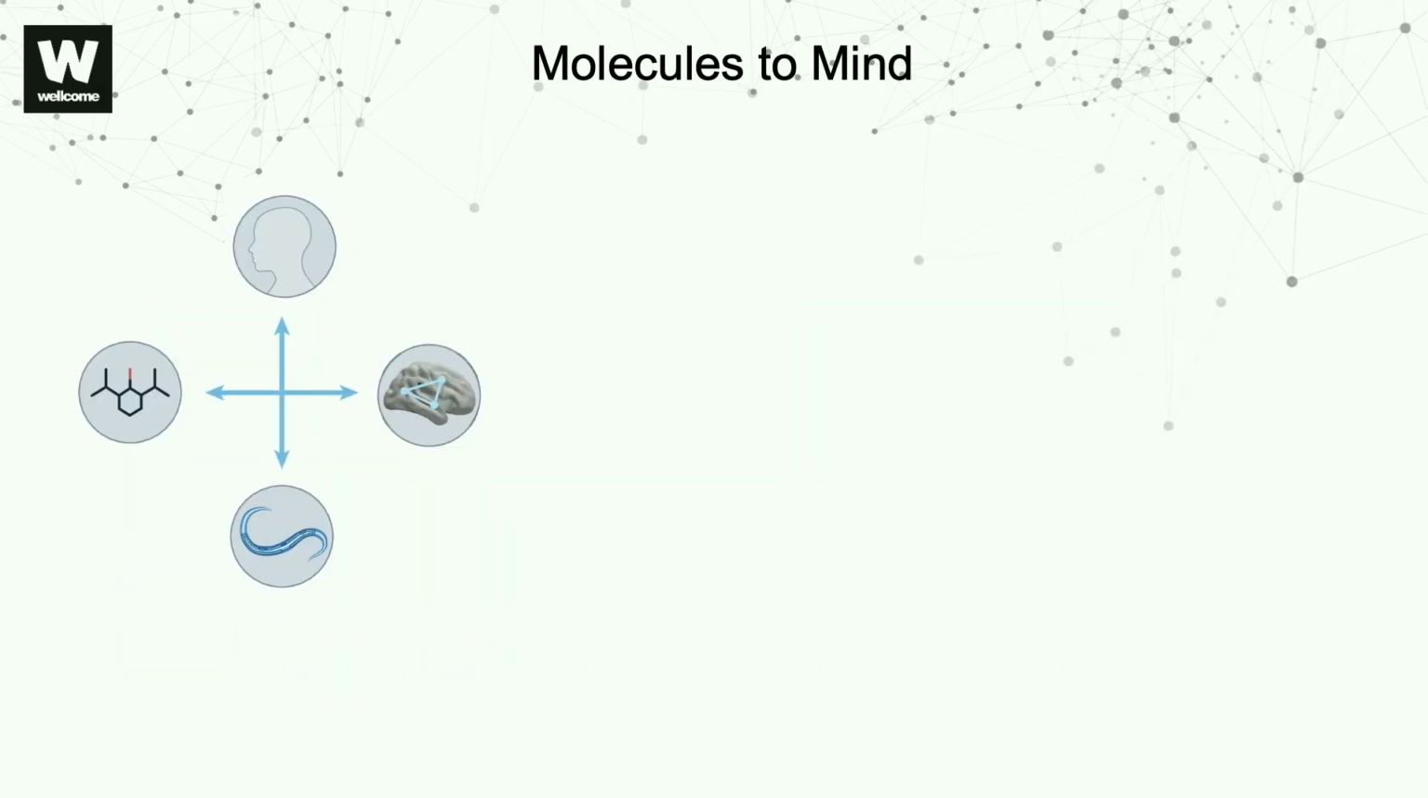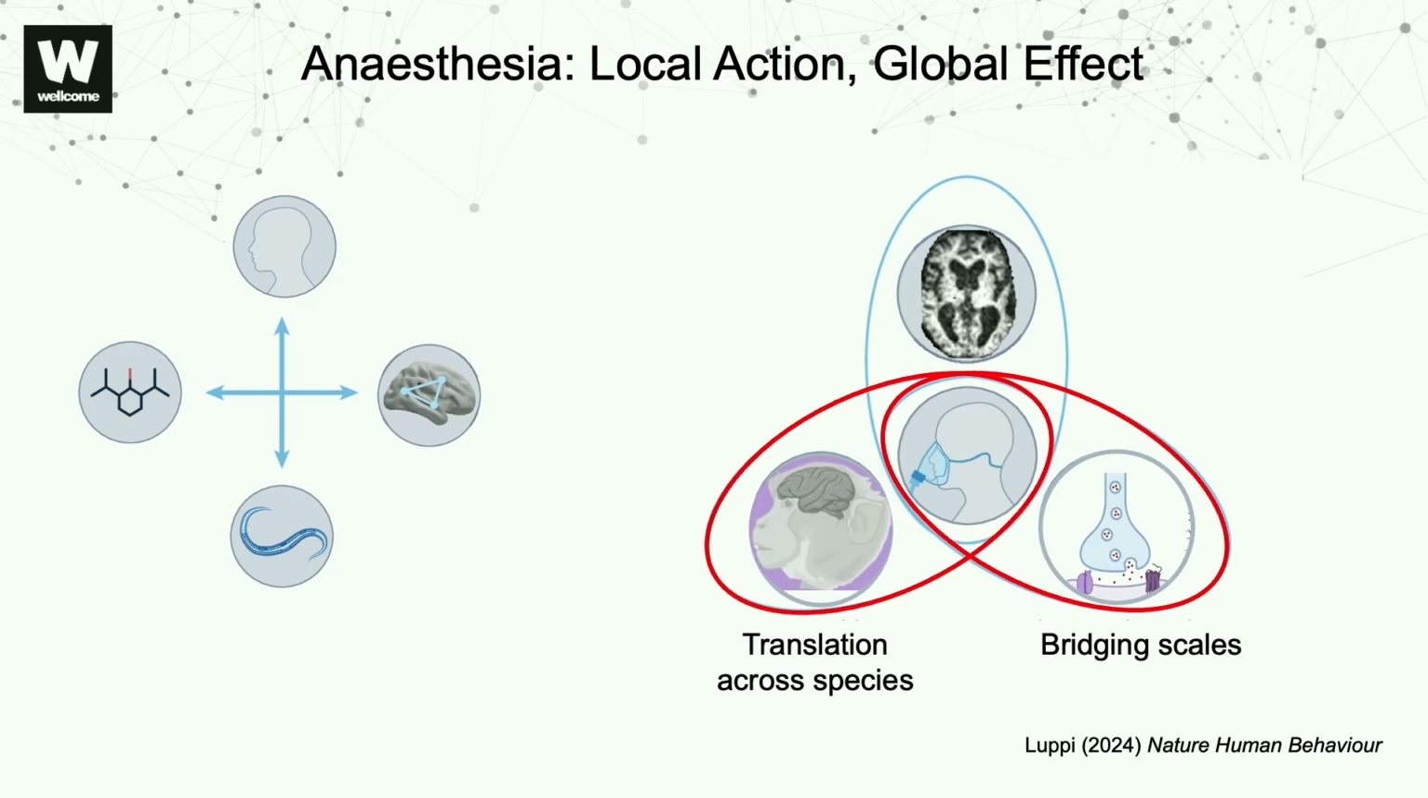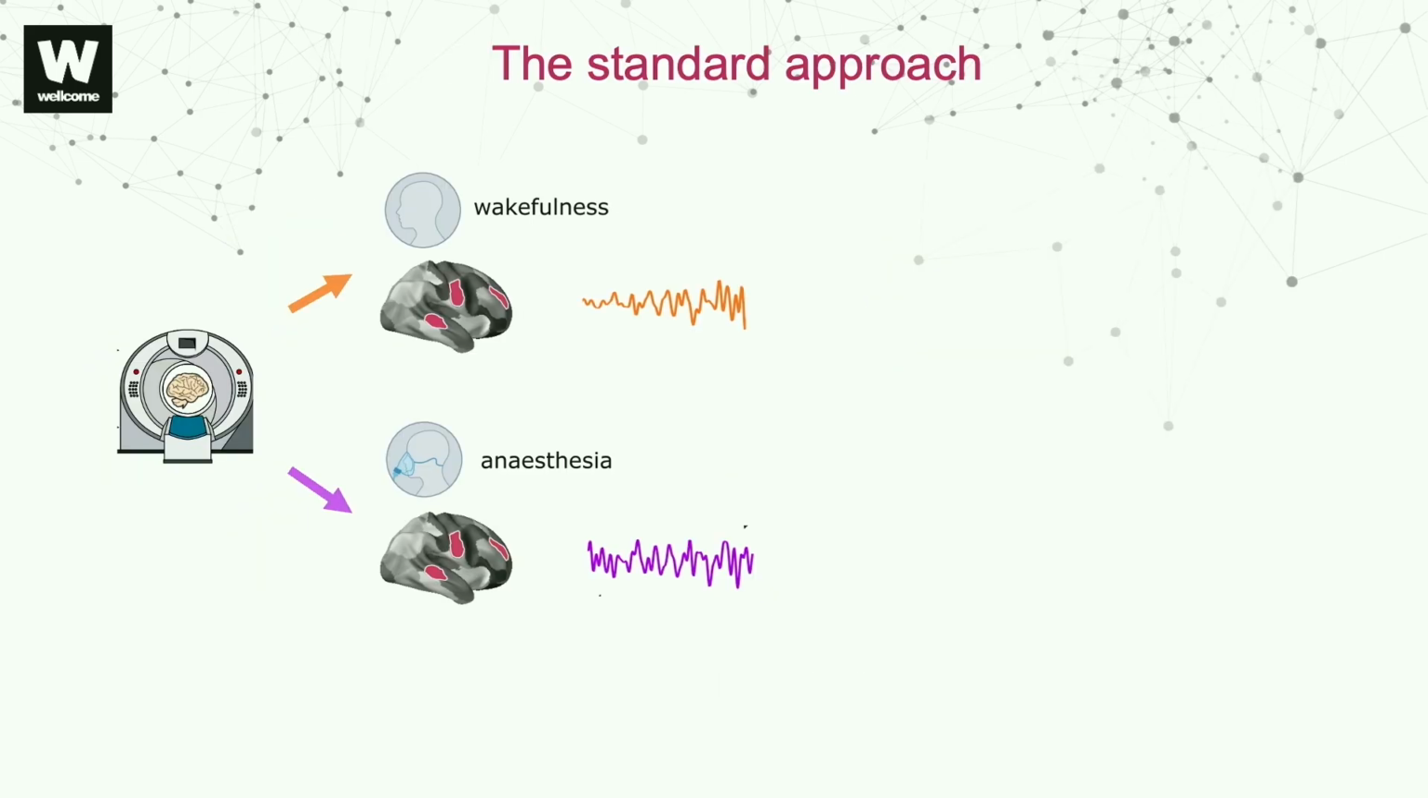And in particular, I like to use anesthesia because it is a small molecule that acts locally but has global effects on brain and behavior, and it is very conserved across species, from humans to nematodes, mouse, macaque. So we can use it to combine these different scales and bridge them to understand how molecules affect the overall functioning of the brain. But here comes a problem with the usual way that we approach this, because yes, we can put people in the scanner and compare the brains while they are anesthetized and while they are awake and try to find differences there.